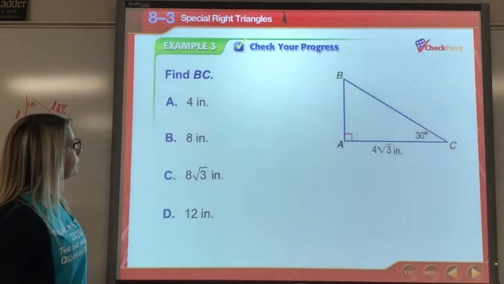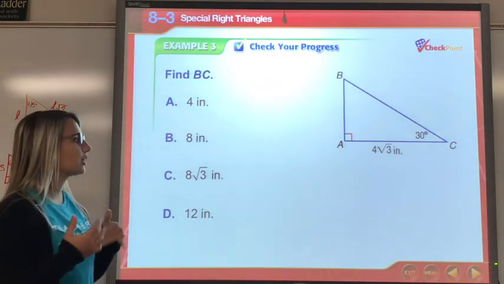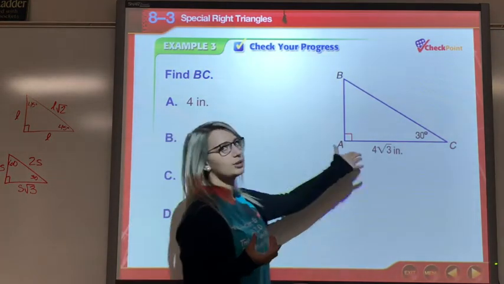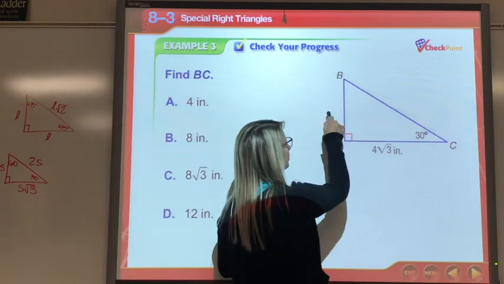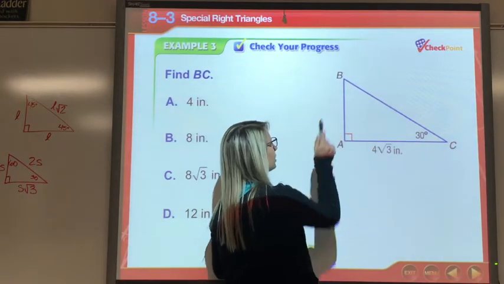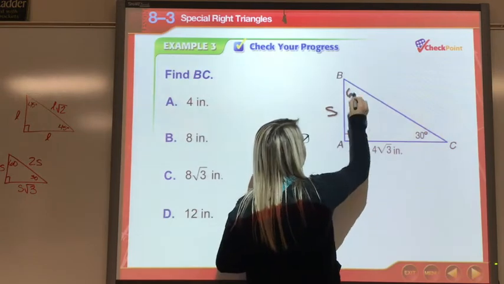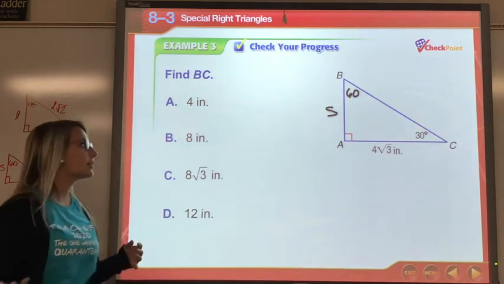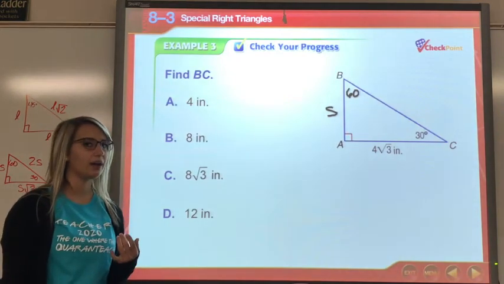Okay, so here's one for you guys to try at home. Notice it gives us, I don't know which side length this is, so let's figure it out. If this is 30, then this is our short leg, so we'll just call that S for now. So we know that this angle B is 60. It's asking us to find BC, which is the hypotenuse.